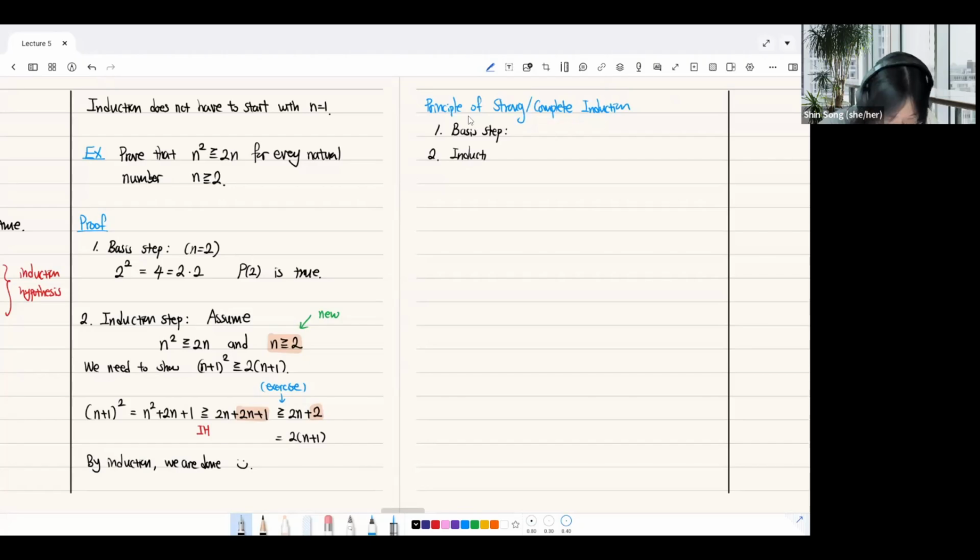The basis step is the same. So you're going to assume that P of 1 is true. Later we will see that you can make P of some number true as your starting point.